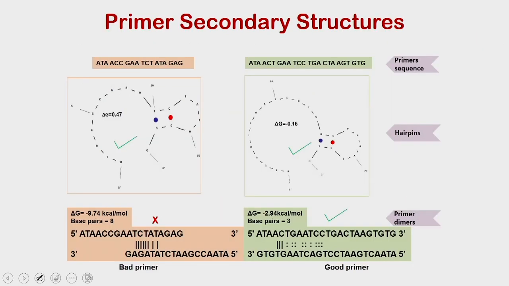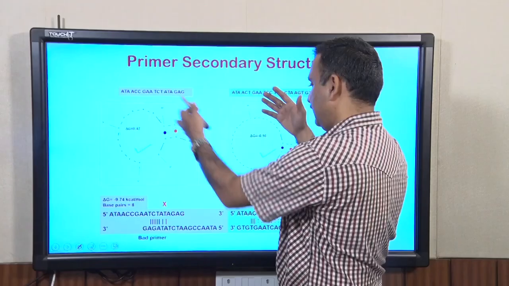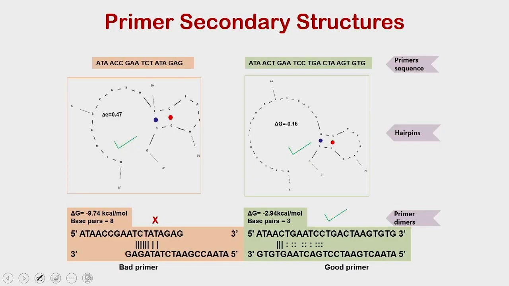So, these are the secondary structures. As you can see, we have designed two primers, one this primer and the other one this primer. This is what we are talking about, the hairpins. In that case, what you will see is that one particular primer sequence is getting looped, and the G and C or A and T are binding to each other, and that is how they are creating the hairpins.